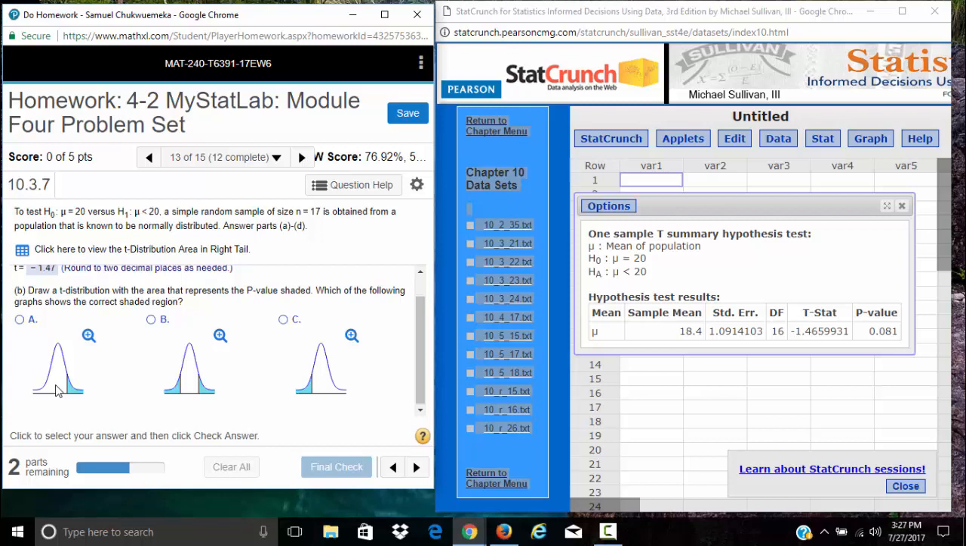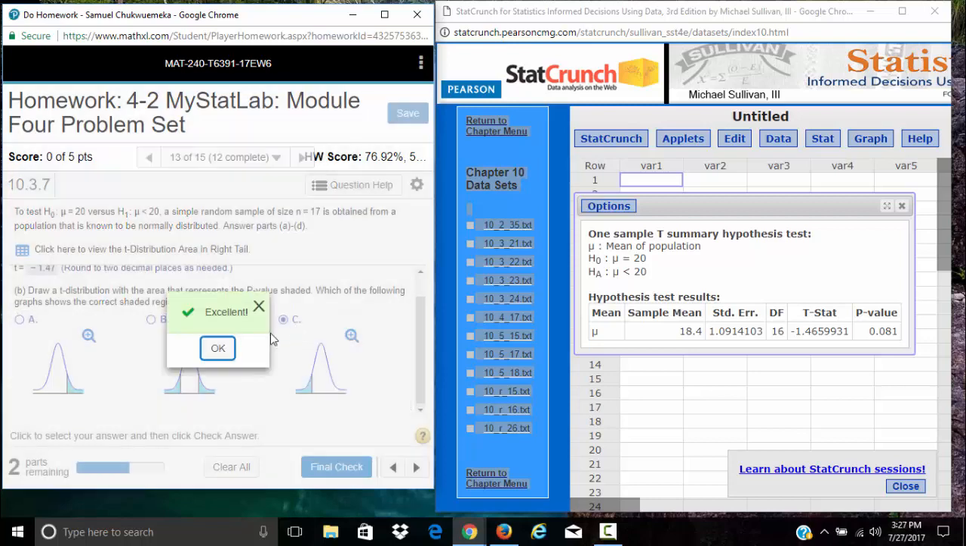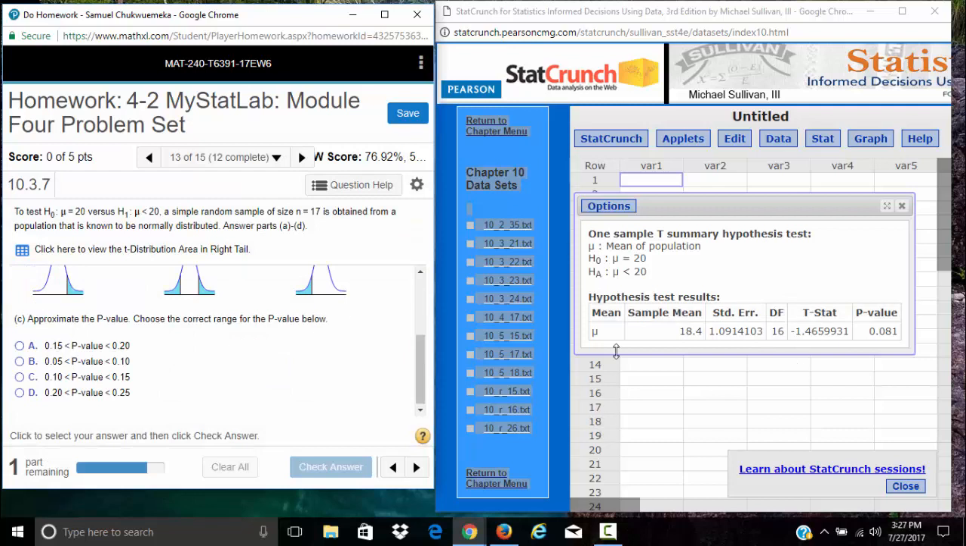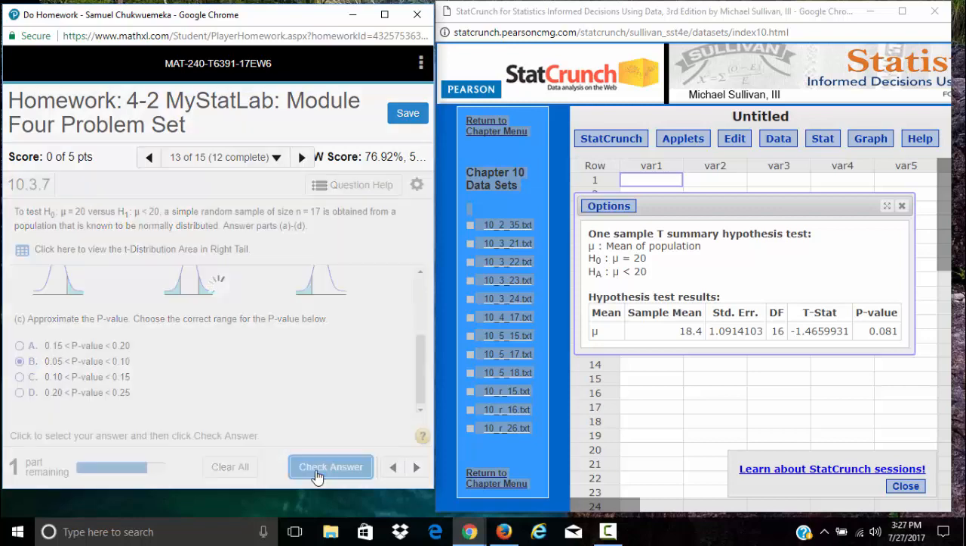If you want to plot it, this is left-tailed. Okay, it's left-tailed, so it's going to be C. And if you want, you can also use StatCrunch to plot it as well. P-value is 0.081. They just say approximate the p-value. 0.081 lies between, if you look at the options, option B, 0.05 and 0.1. So that's it.